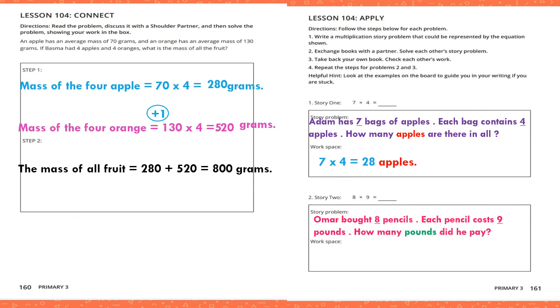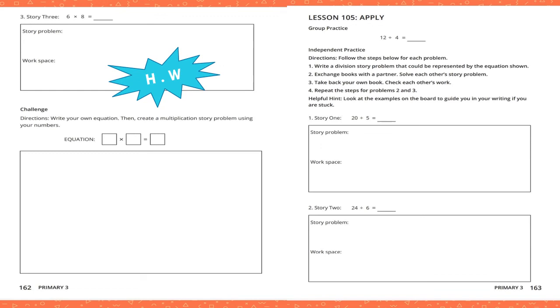The next one. Omar bought 8 pencils. Each pencil costs 9 pounds. How many pounds did he pay? To know the number of pounds that he paid, we will multiply the number of pencils he bought by the cost of each one. So 8 times 9 will be 72 pounds. Now you will solve this page as homework.